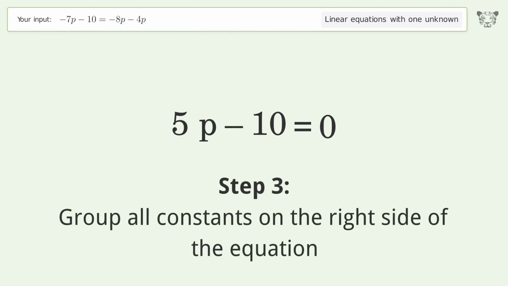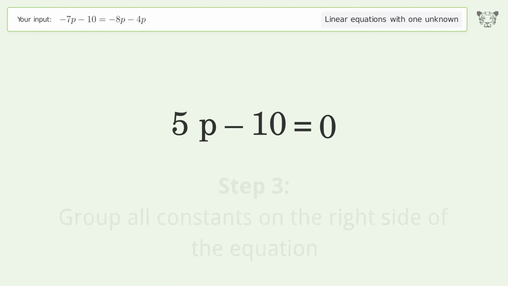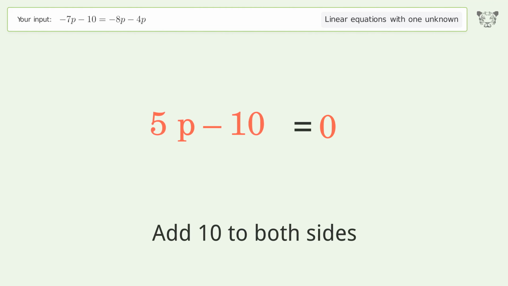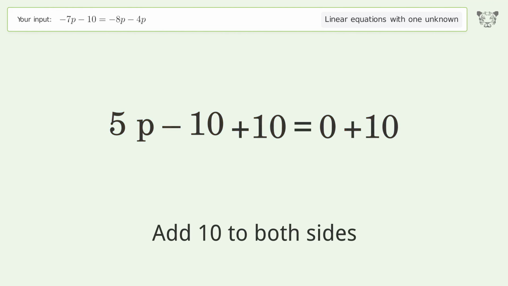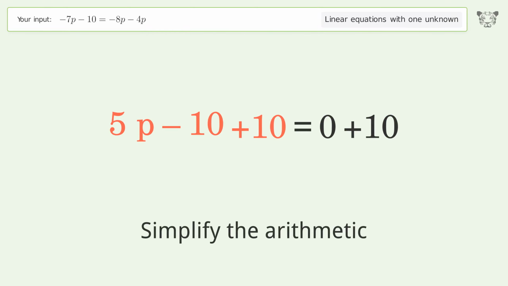Group all constants on the right side of the equation. Add 10 to both sides. Simplify the arithmetic.